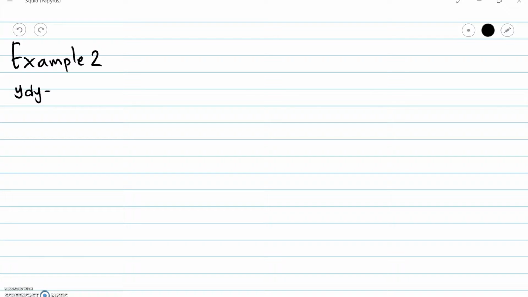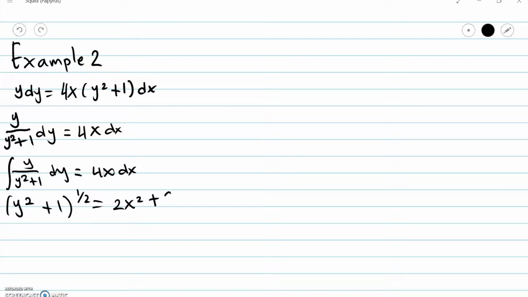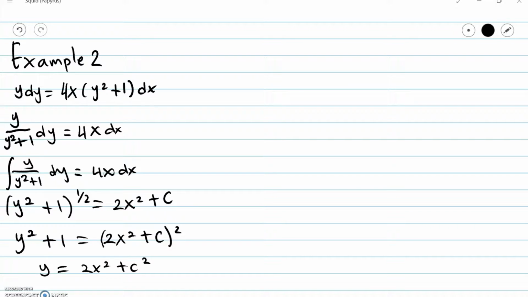In the second example, we have y dy equals 4x(y squared plus 1) dx. Then you divide both sides by y squared plus 1. To continue, you just integrate both sides and you'll get it in this form. You will then have to square both sides and move the one to the other side to get y squared, and you simply square root both sides to get the answer.